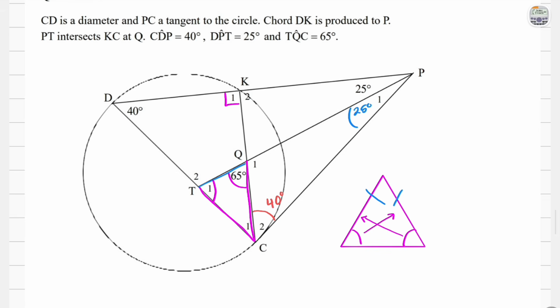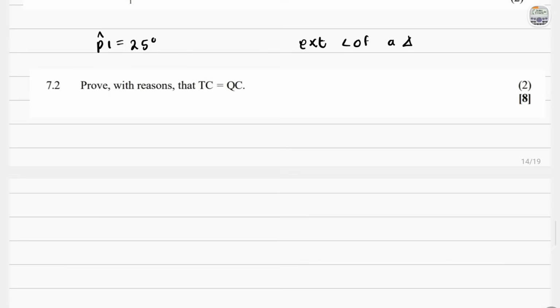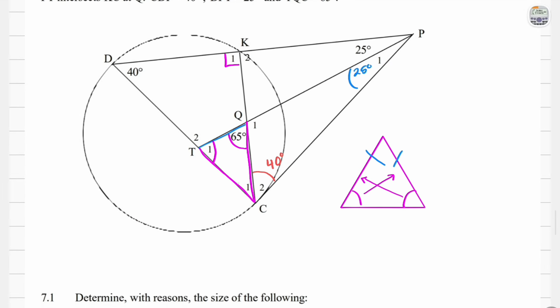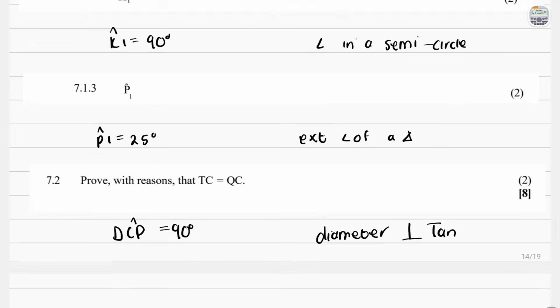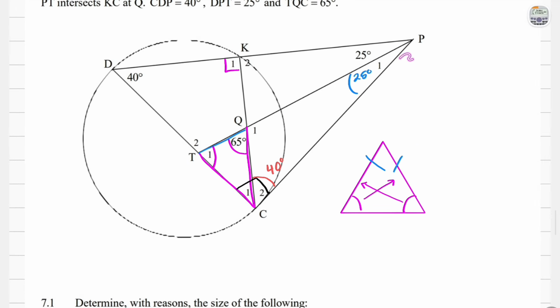That's fine. So we can tell them that this angle over here is actually 90 degrees. That is angle DCP. So angle DCP is equal to 90 degrees because the diameter is perpendicular to the tangent at that point of contact. And now that we know that is 90 degrees, we can just use the sum of angles in a triangle to find angle T1.